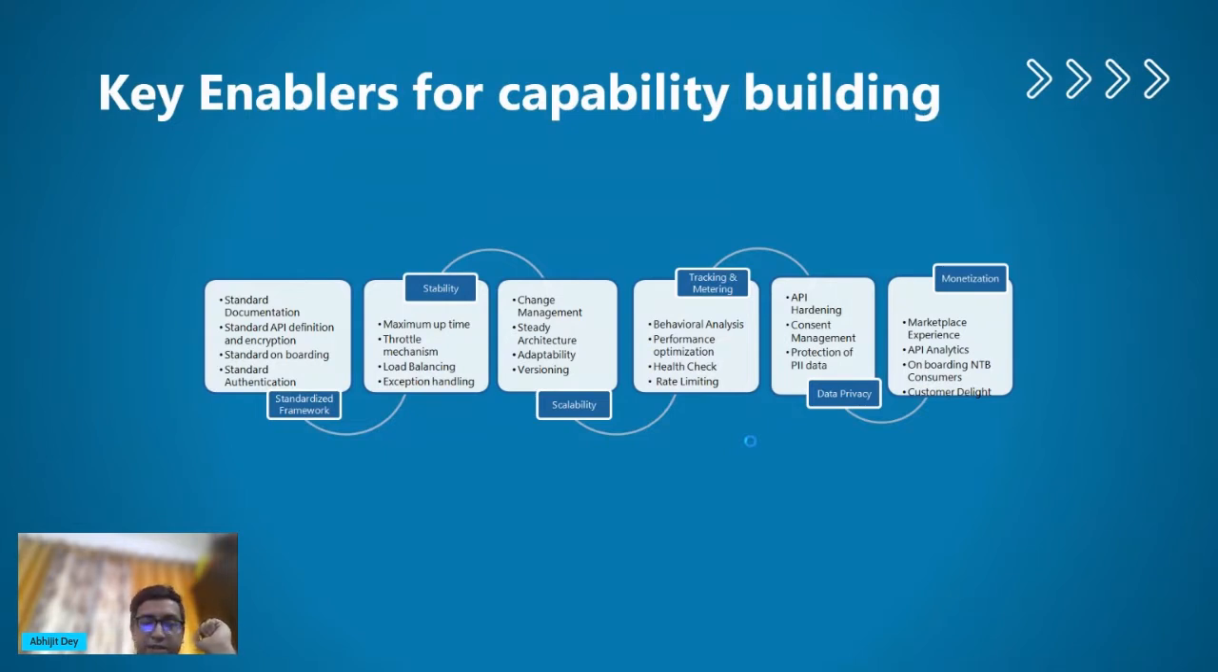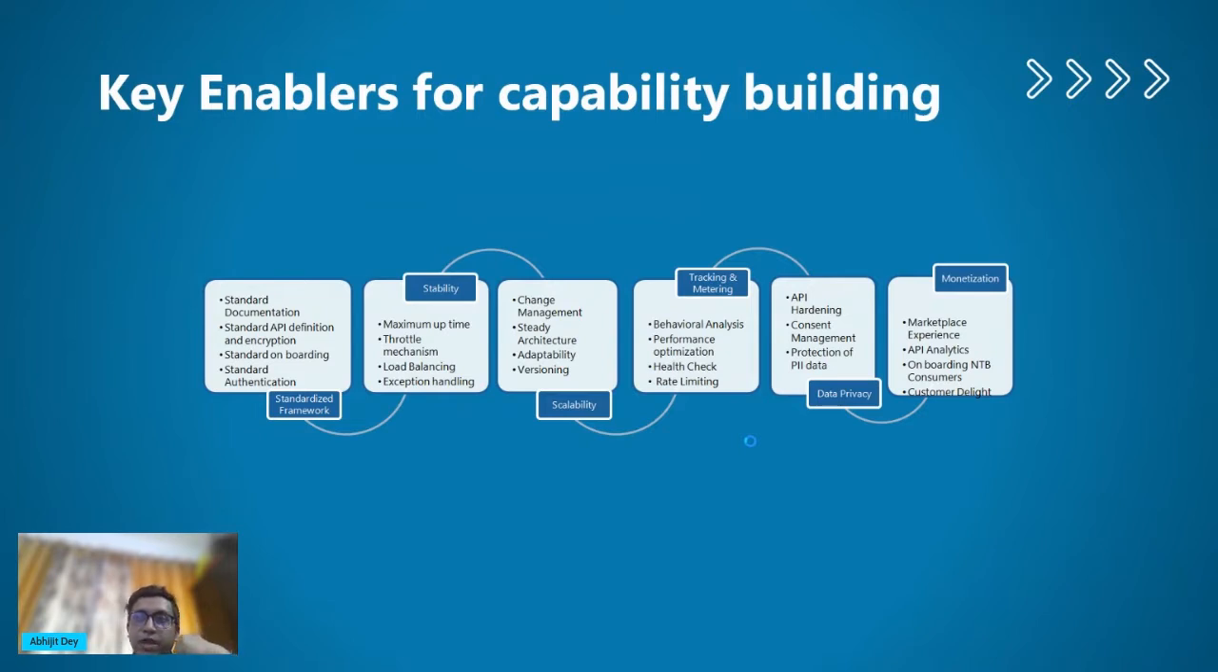Then coming to stability. Most of the time we have seen that the APIs are working fine, but my backend application is not working. Maybe some middle layer failure is there, maybe some timeout happening. So there should be a common SLA between all the applications, right? In a normal banking ecosystem, there are thousands of applications we are dealing with. When we are calling one API, all those applications should have a common SLA, and the API response time should be in tandem with that SLA, right?